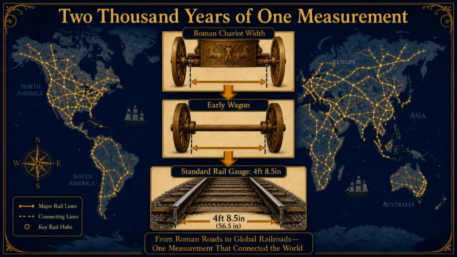Here's an even older example. The standard railroad gauge, the distance between tracks, is 4 feet, 8.5 inches. That oddly specific number traces back to the width of Roman chariot wheels, which shaped the ruts in roads, which shaped early wagon wheels, which shaped the first railways. One ancient measurement echoes across 2,000 years of infrastructure.